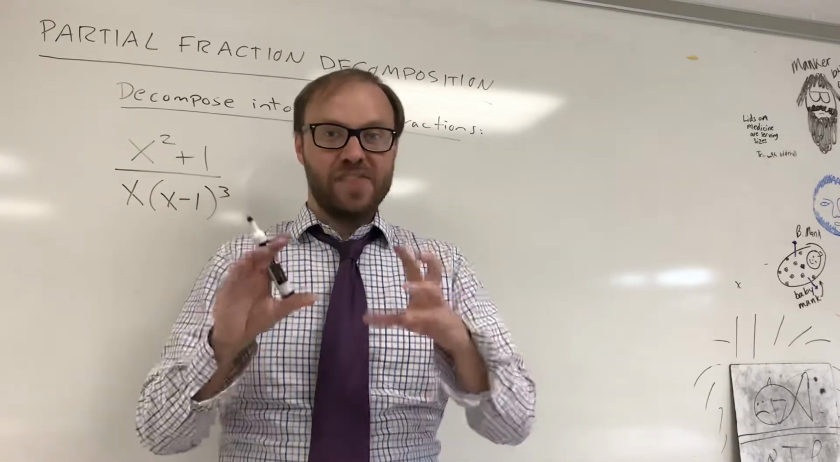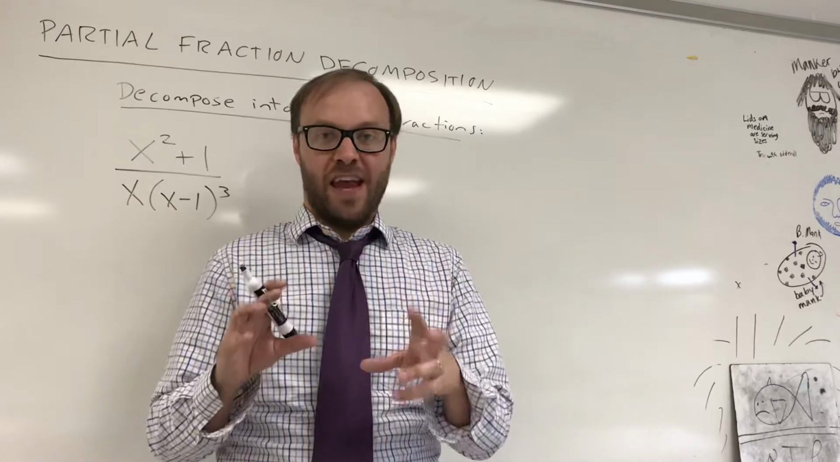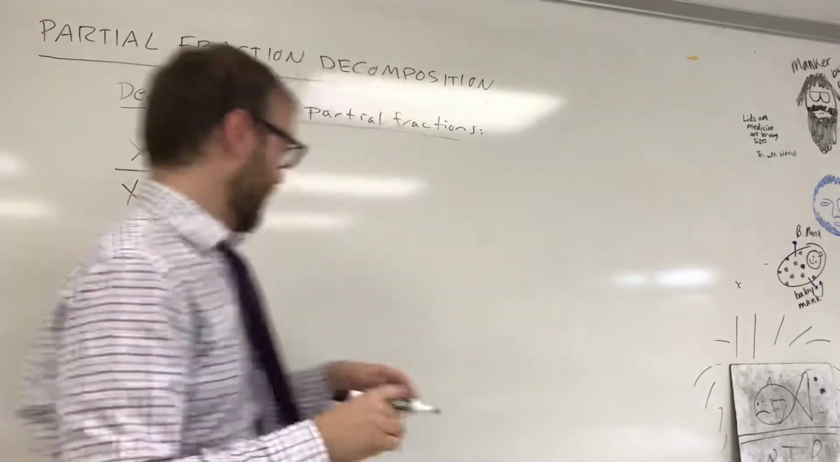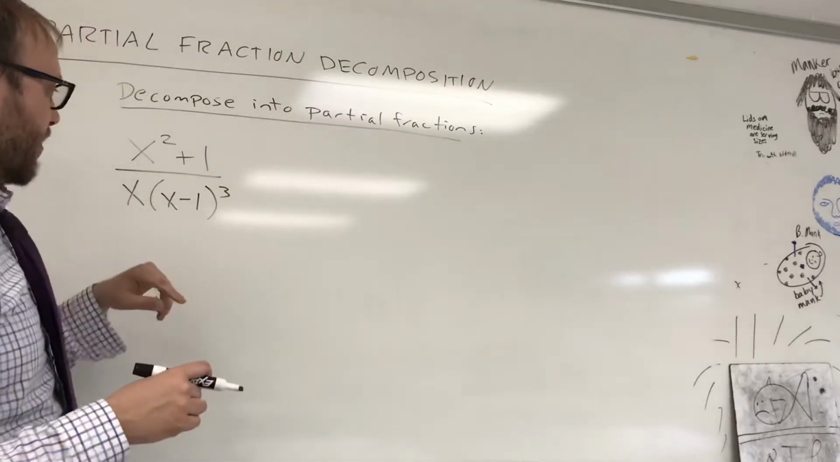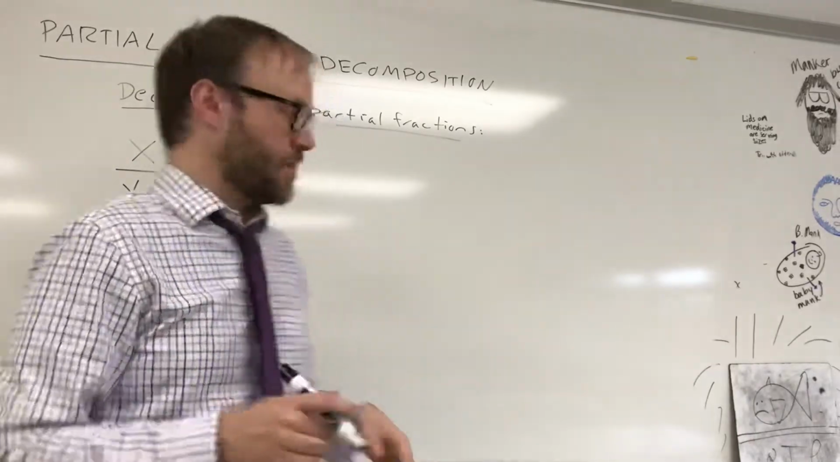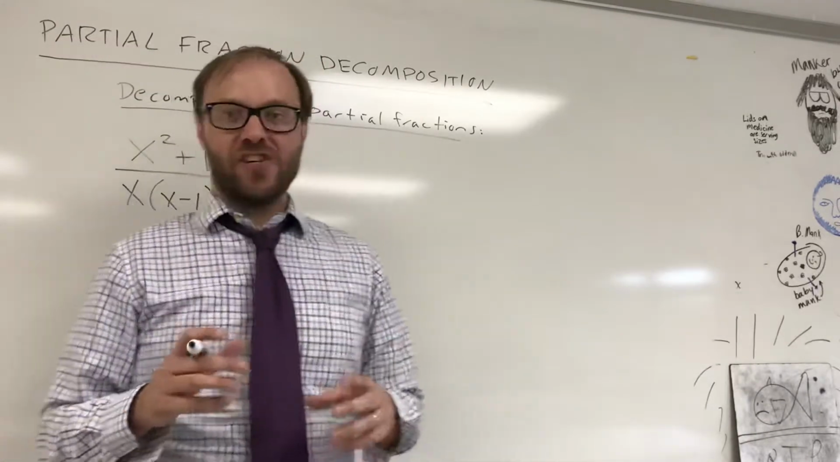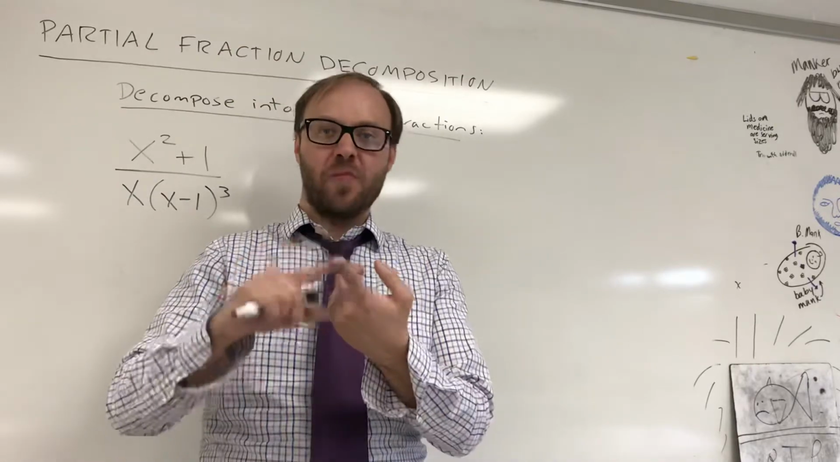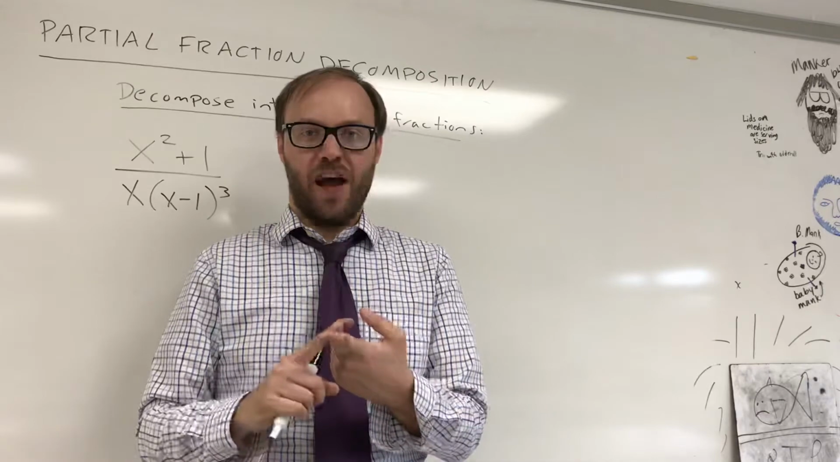Now, each of these individual factors is still a linear term. We just have x's in each of these factors. As a result, we're still going to be able to break it up with just one constant value in the numerator. The thing that's going to change is that you have to list every possible power of your repeated term as a possible denominator.